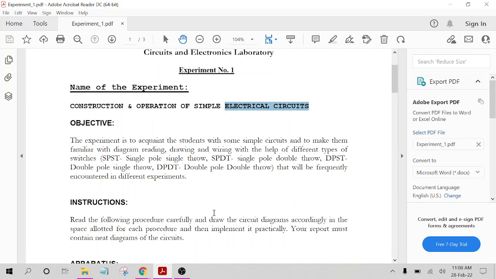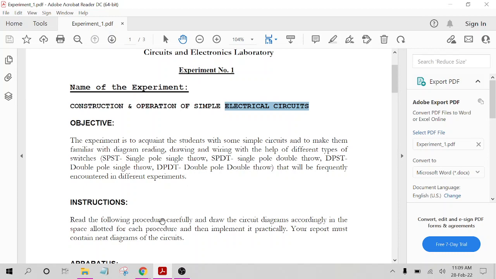For example, maybe you have heard the name BJT, bipolar junction transistor. So this is an electronic switch. You do not need to press any button on a BJT to turn it on or off. You just need to supply a signal or stop that signal. In this experiment we will talk about mechanical switches, the type of switch that we use in our day-to-day life.